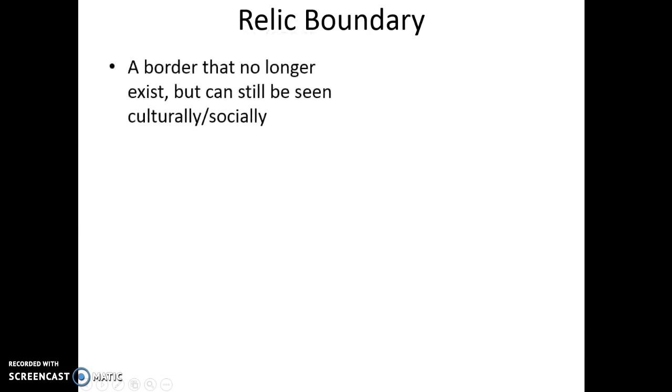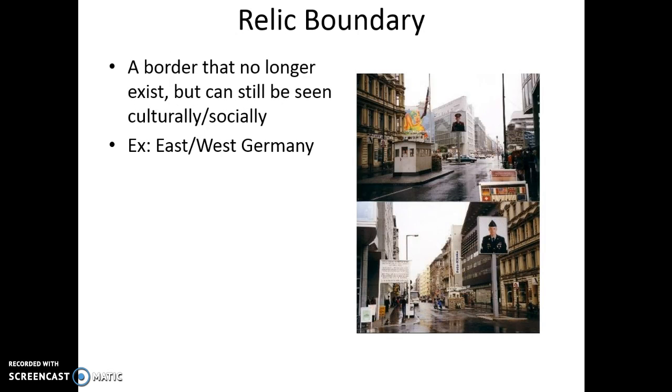Okay, a relic boundary: a boundary that was very firm and strong, but it no longer exists, though it can still be seen maybe socially or culturally. And so you have this in East and West Germany. East and West Germany would be an example of a relic boundary. East Germany was communist, West Germany was democratic. And the Berlin Wall used to be there.